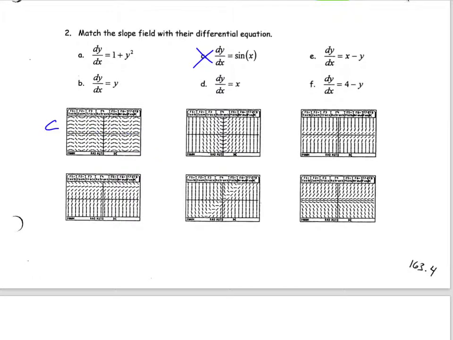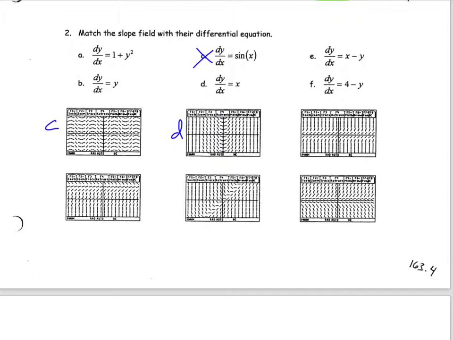Now, what are some other things? Is D the second one then? Why? Because I integrated x. If you integrate x, you're going to get x squared, which is quadratic, which looks like a parabola, and that one looks like a parabola. So yes, this one is D.